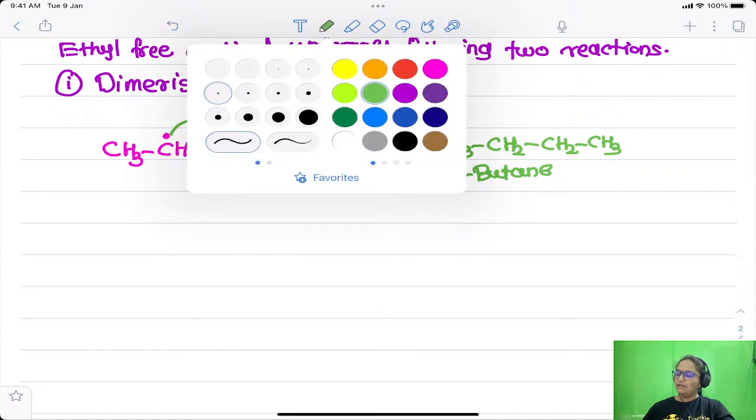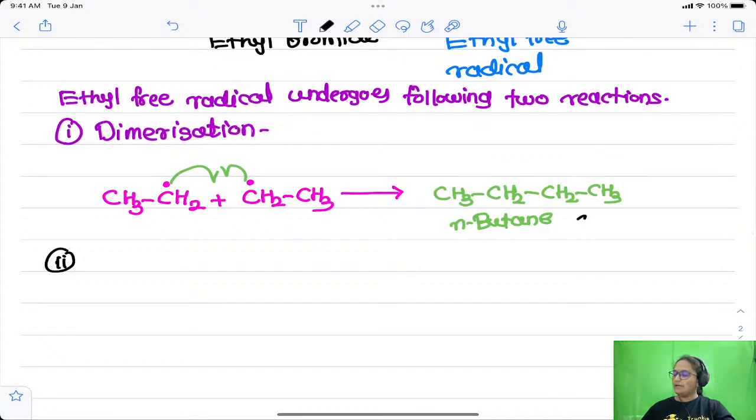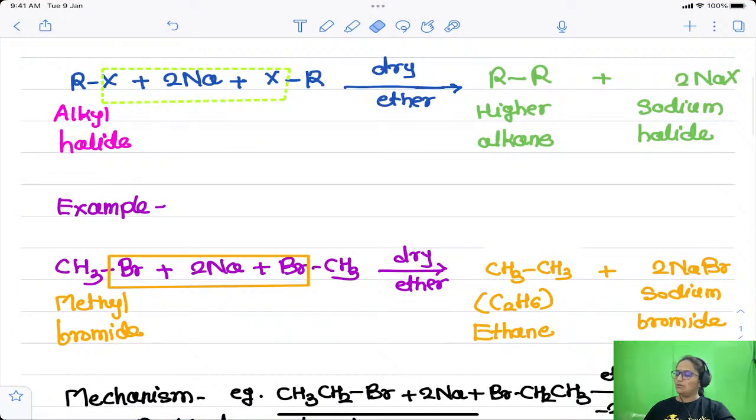N-butane. Okay, then the second type of reaction which it can undergo. This N-butane can be called a major product. There is a maximum probability of dimerization. Therefore, here we usually write the product like this, after dimerization.